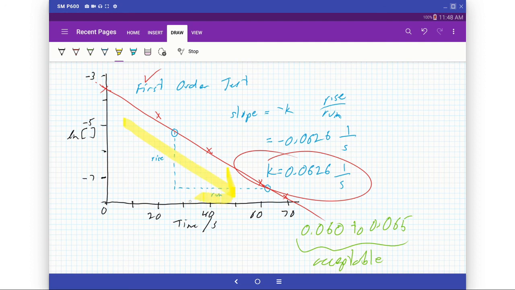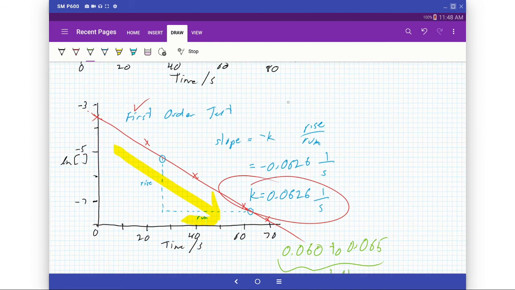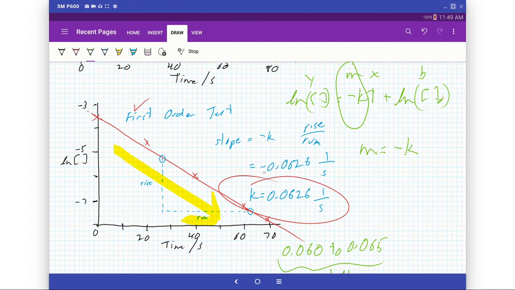It's negative 0.0626. But the equation that we were using is: natural log of concentration is minus kt plus the natural log of the initial concentration. So here, we plug this in, we get y, m, x, and b. The slope is negative the rate constant k. So the slope is negative 0.0626, which is also equal to negative k, which makes k a positive value. Does that answer your question? Yeah, I see it. Thank you. All right, good. Are there any other questions on this?